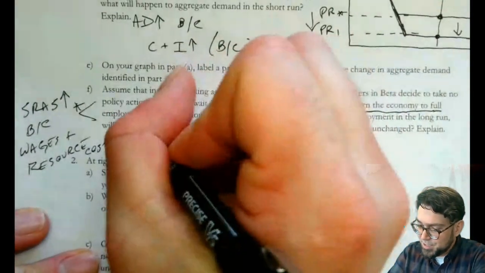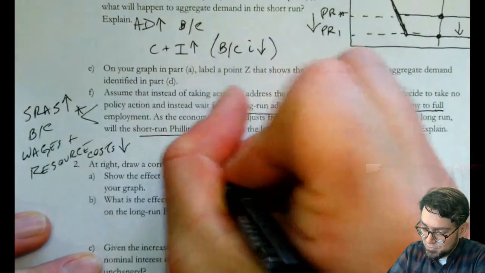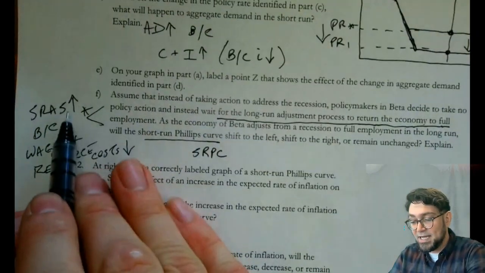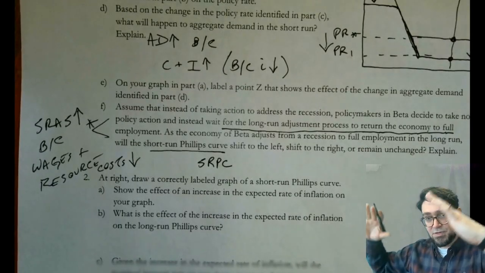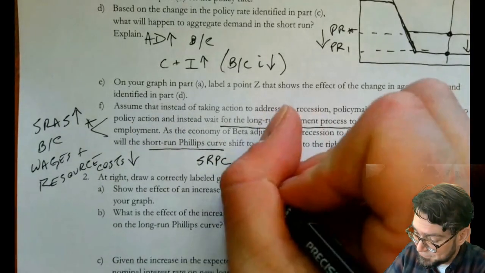And then this is asking about the SRPC, though. And so we would say, if we know SRAS is shifting to the right because it's increasing, we know that SRPC is shifting to the left.